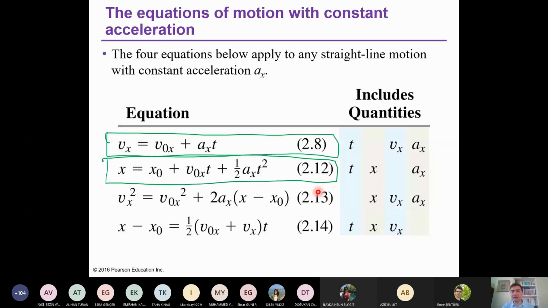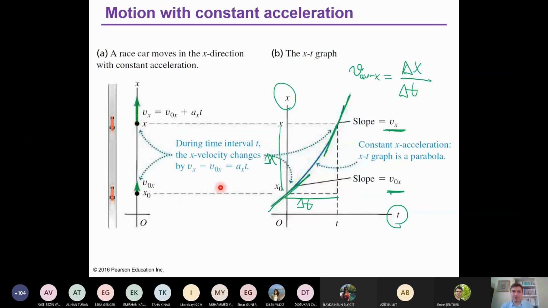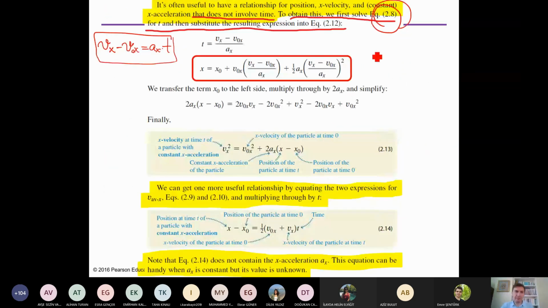So how to get this equation? This was equation 2.8, or you know this equation like this. vx, take this guy to the right side.